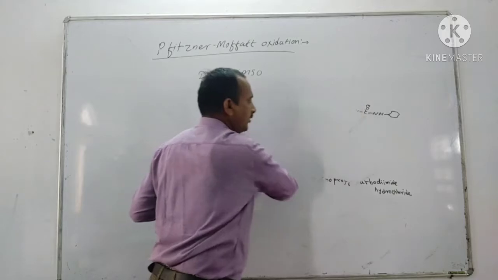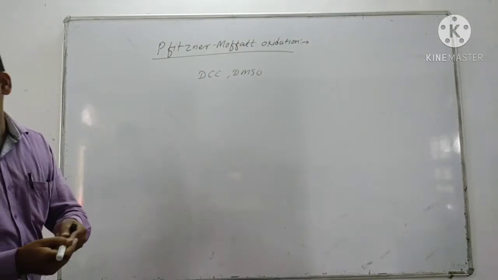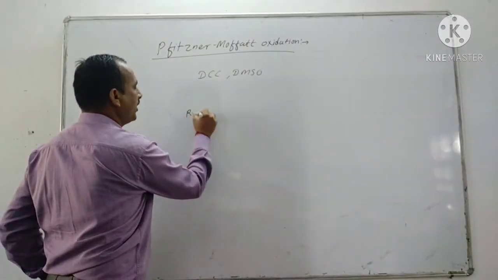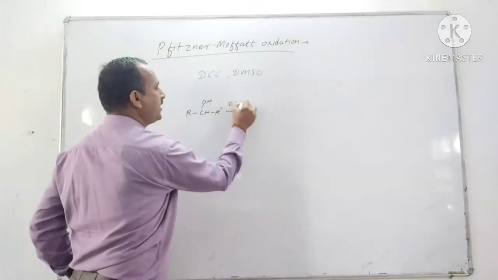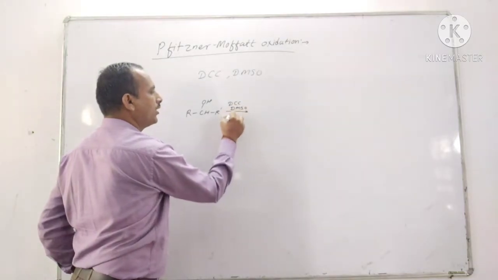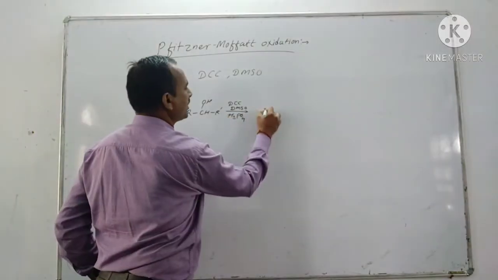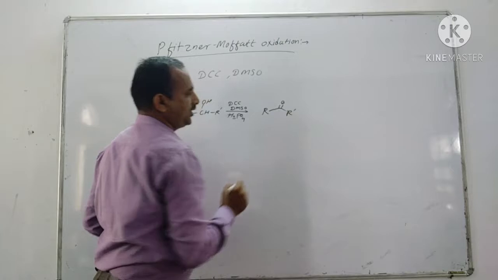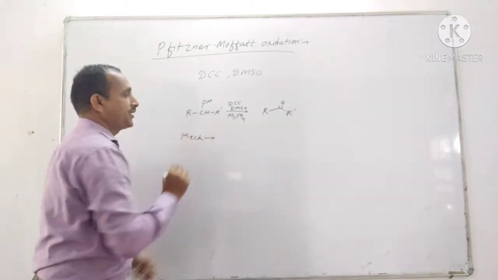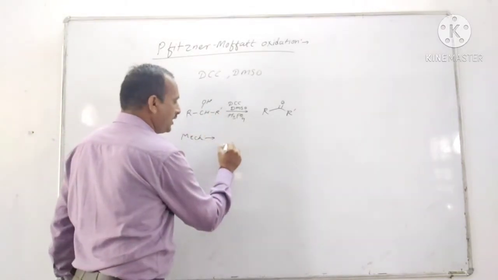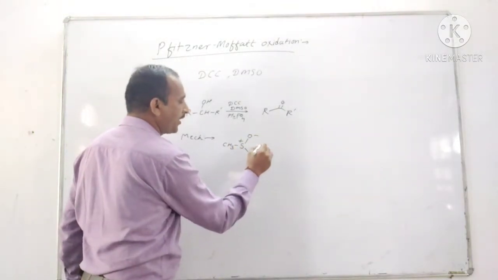So let's see the simple example. RCH(OH)R dash by using DCC, DMSO, phosphoric acid H3PO4, it gives RC double bond O R dash. Now let's see the mechanism of this reaction. Mechanism for these reactions. Now, dimethyl sulfoxide, CH3 S plus O minus CH3.